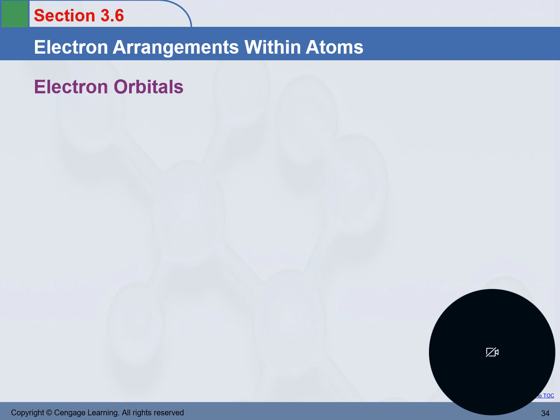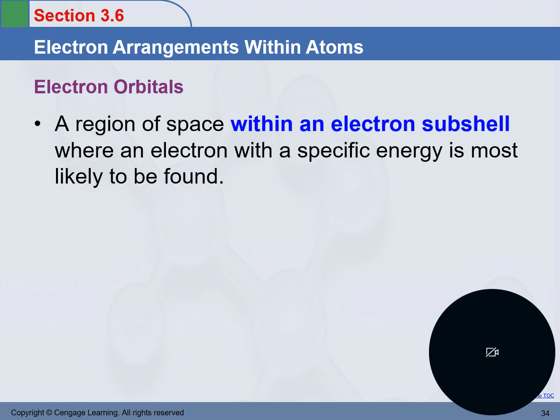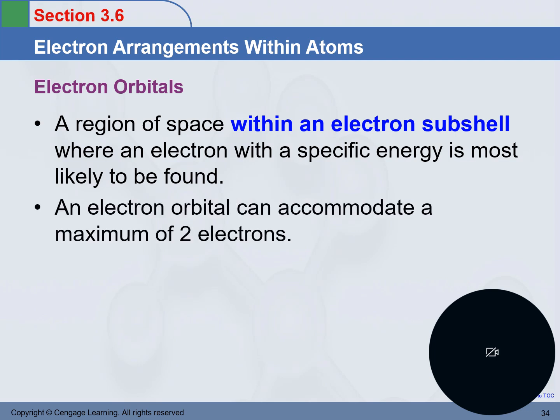Electron subshells have a certain definite number of locations that we call orbitals. An orbital is a region of space within each electron subshell where an electron with a specific amount of energy is most likely to be found. And when we draw these, we'll find that there are a maximum of 2 electrons per orbital.